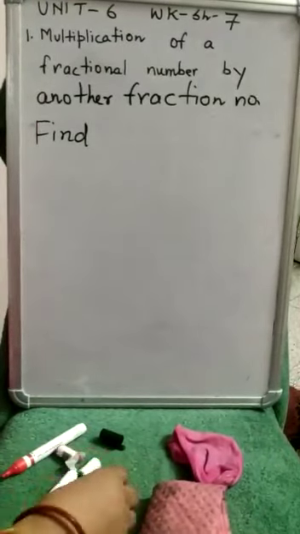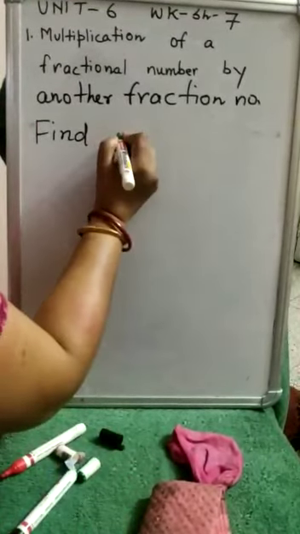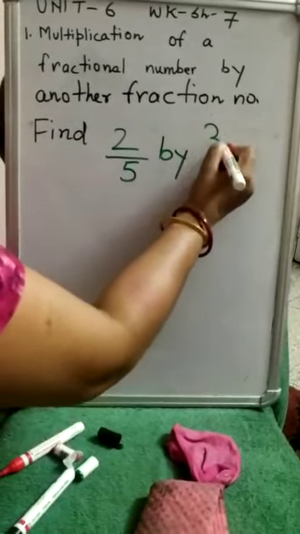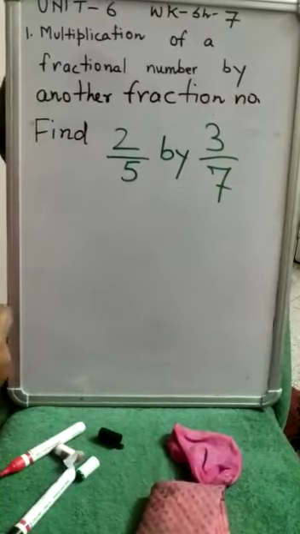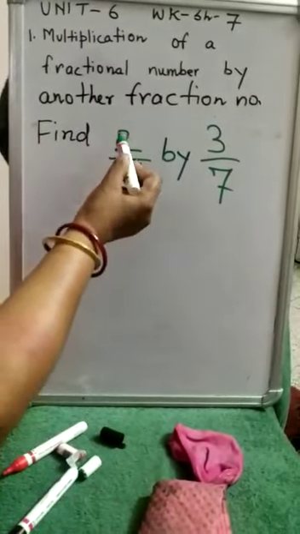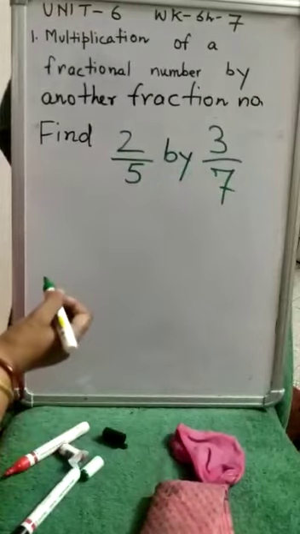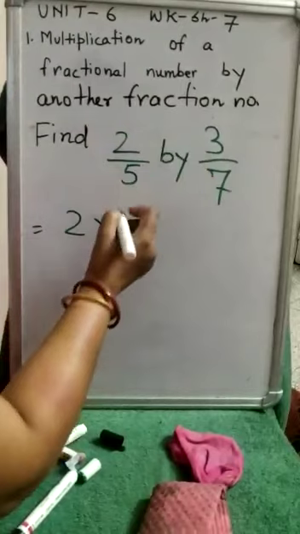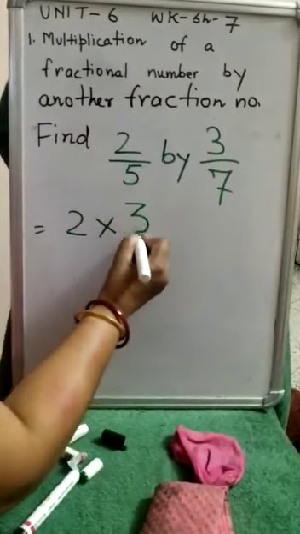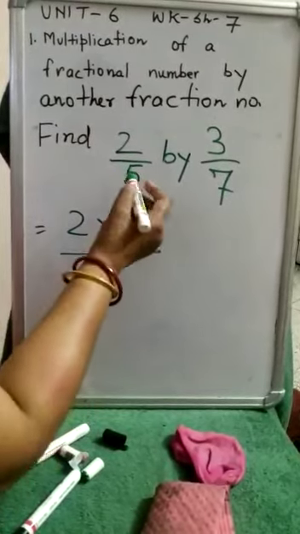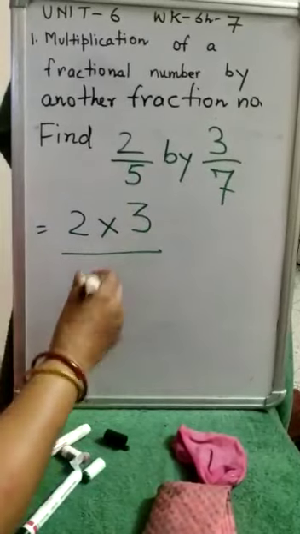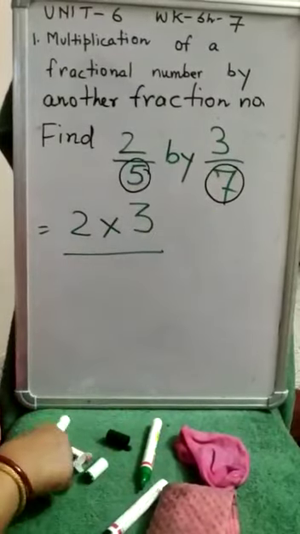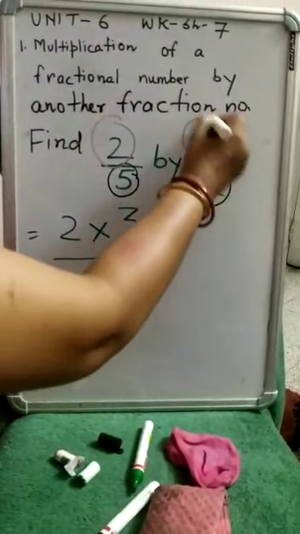Now, let us multiply 2 by 5 by 3 by 7. Here children, we have to multiply numerator with the numerator and denominator with the denominator. So I am separately multiplying the numerator with the numerator: 2 will be multiplied by 3, and divided by separately multiplying denominator with the denominator. This denominator will be multiplied by this denominator and the numerator will be multiplied by this numerator.